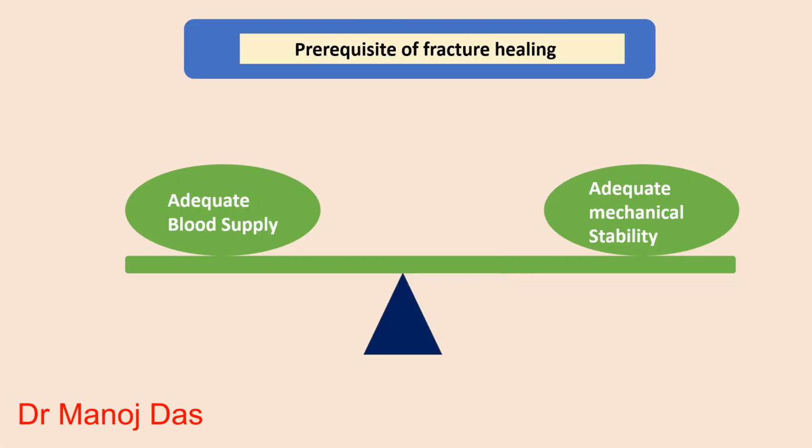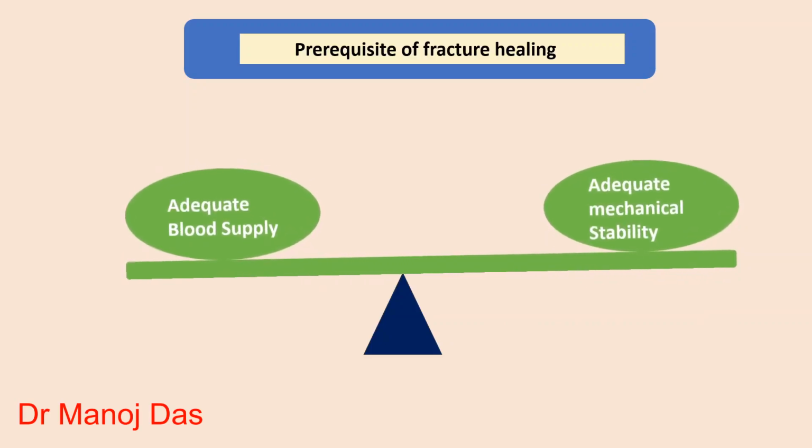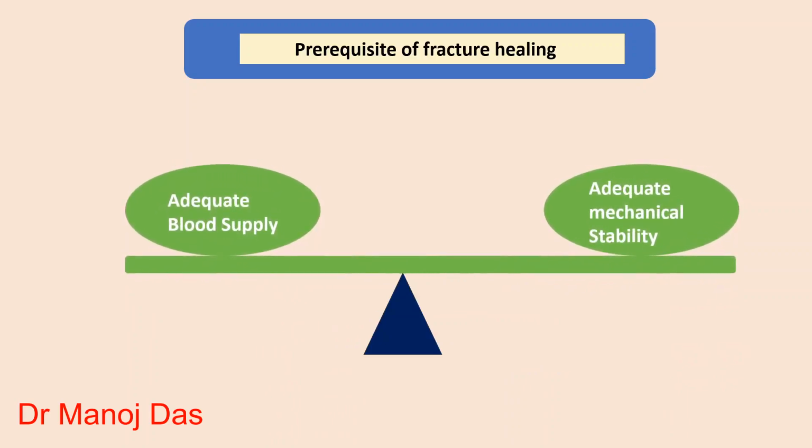Now we move to fracture healing. So what is the prerequisite for fracture healing? The two prerequisites for fracture healing are adequate blood supply and adequate mechanical stability. Without these two factors, the fracture will not unite and will go into non-union.